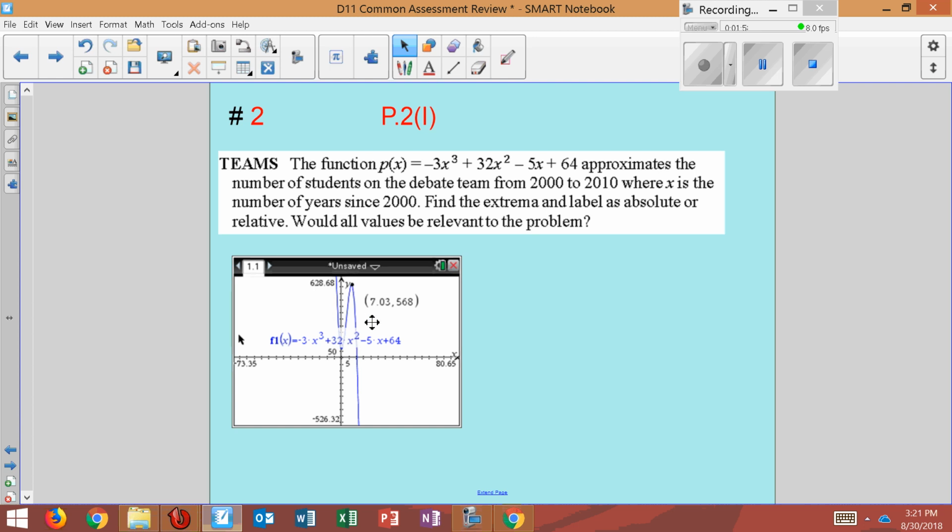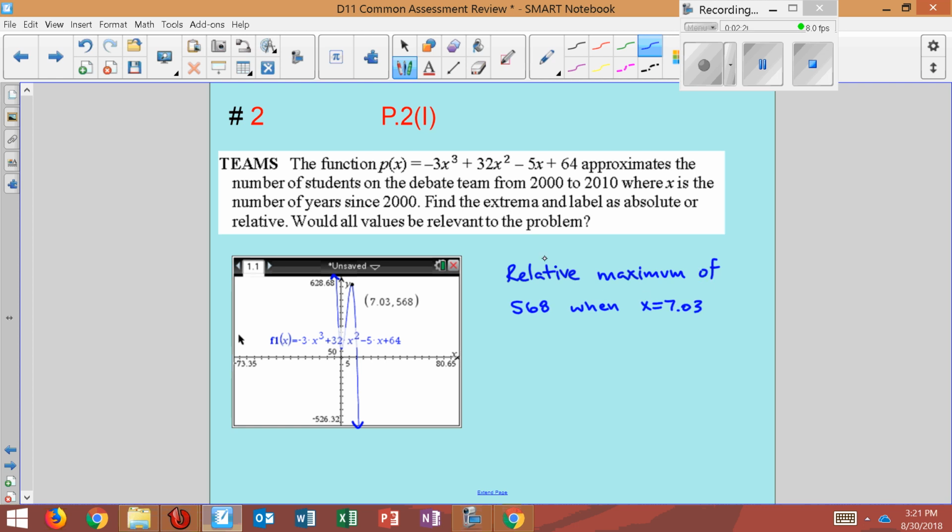So here's an extrema here. It's not an absolute. This graph continues on forward because it keeps going up, it keeps going down. This is a relative. So we have a relative or a local, whichever word you want to use, relative maximum of 568 when x equals 7.03. So in 2007, and a couple days later, I guess, you'd have this maximum number of people on the team.